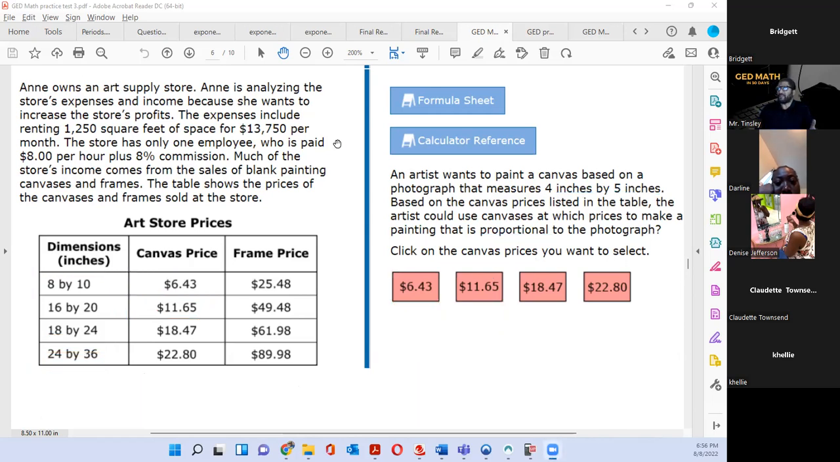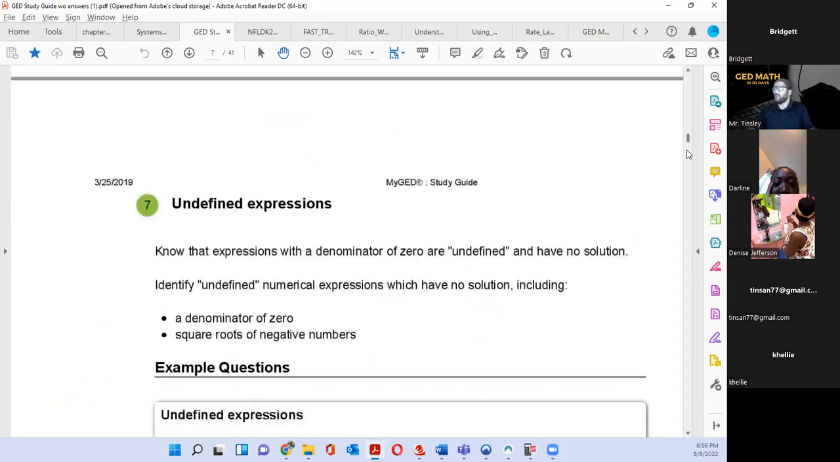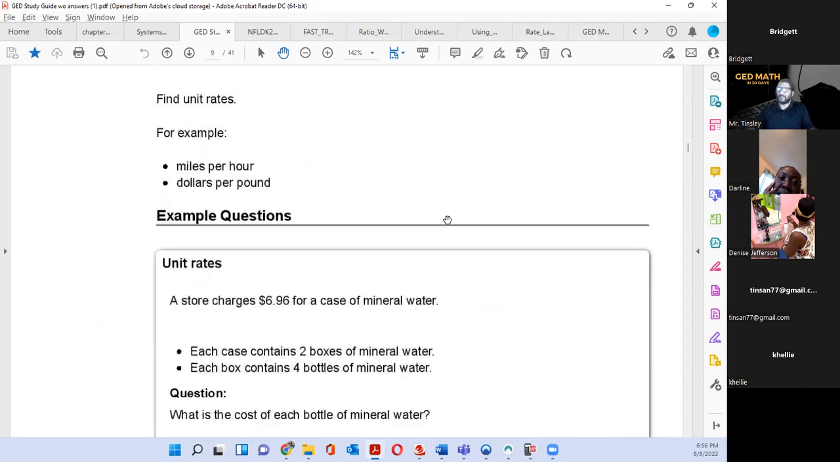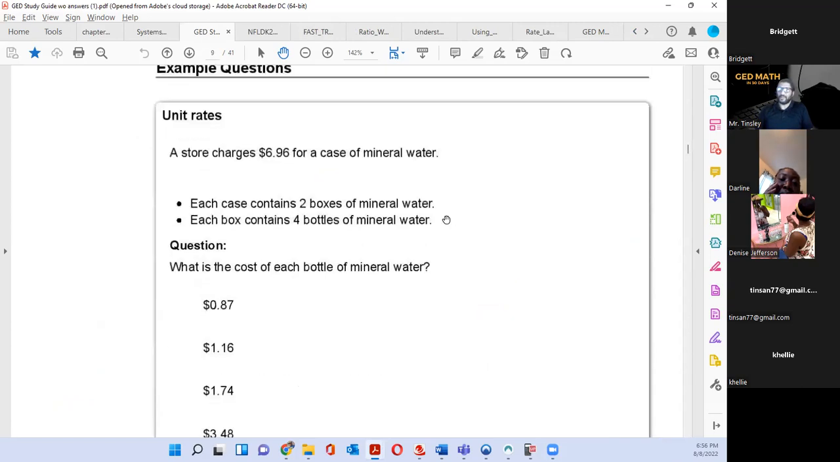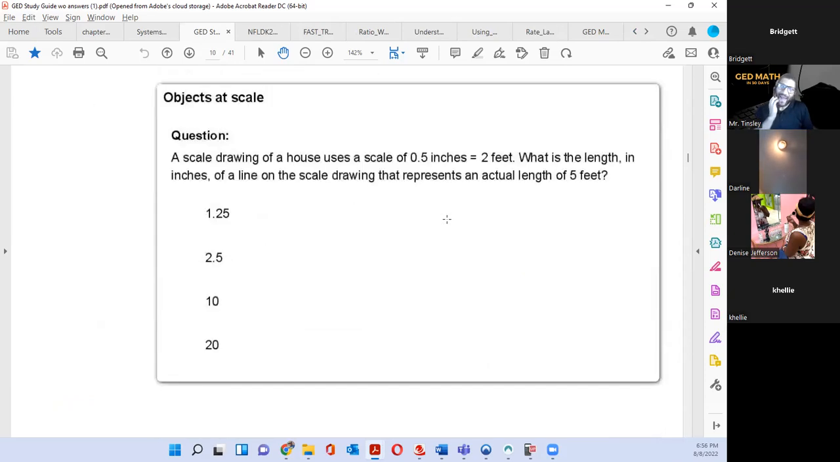Now, another place they use proportions is scale problems. They love scale problems. You better be ready for a unit rate problem like this and scale problems. You have to be ready.